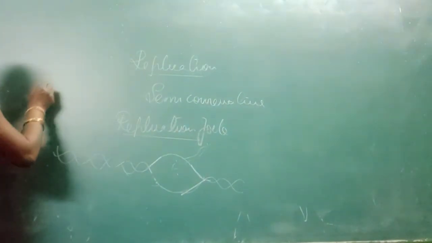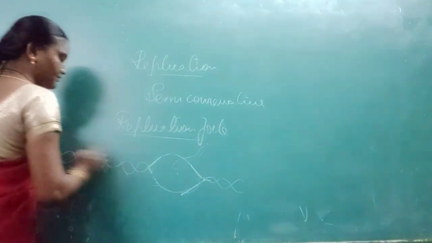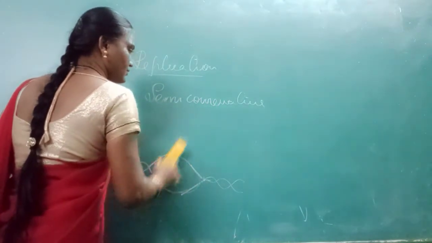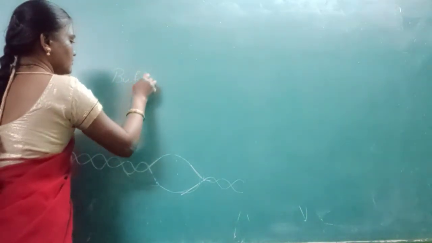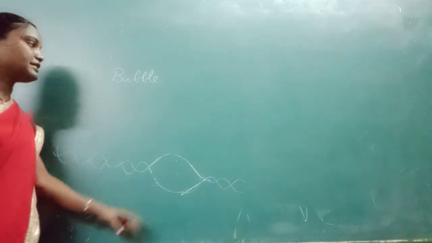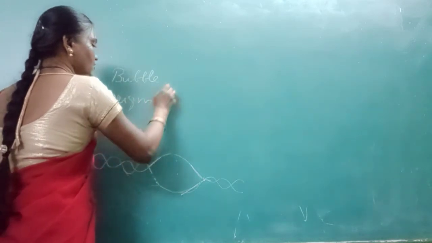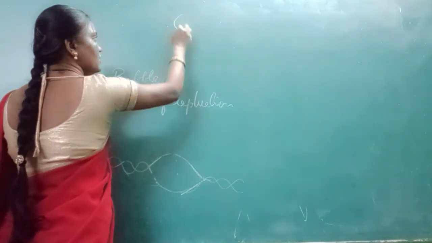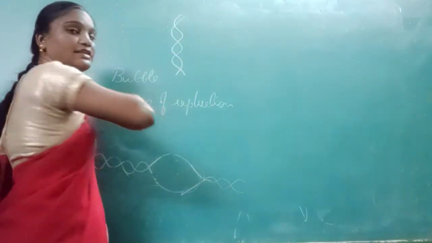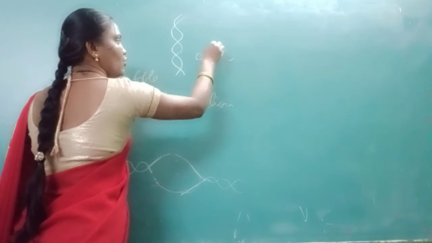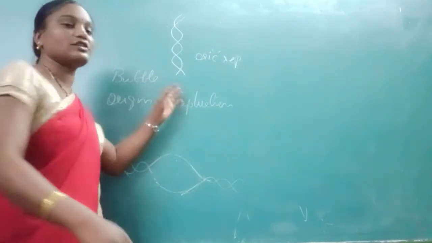Next is the replication bubble. The formation of this bubble originates from the origin of replication. So how is this originated? Suppose this is your DNA strand. In this DNA strand there are several points of ORI, the origin of replication.